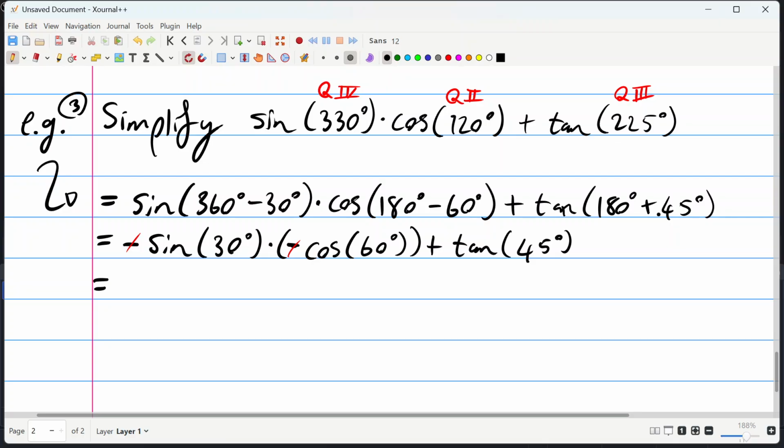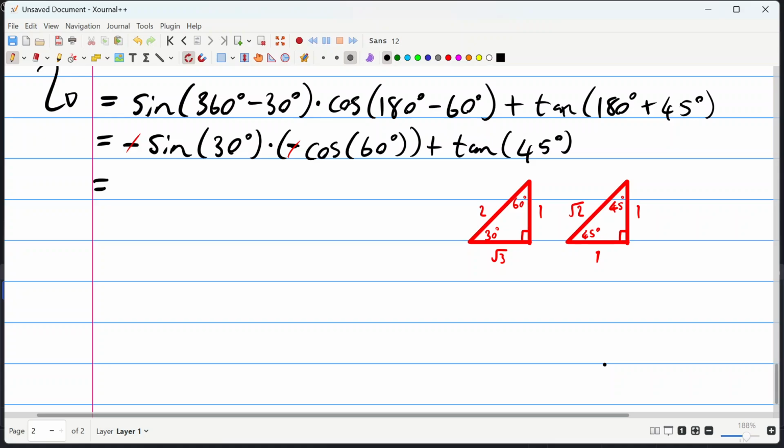What is sine of 30 degrees? This is where we use our special triangles. Okay, so here's our special triangles, right? We need to find sine of 30 degrees, right?